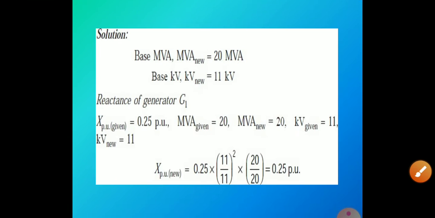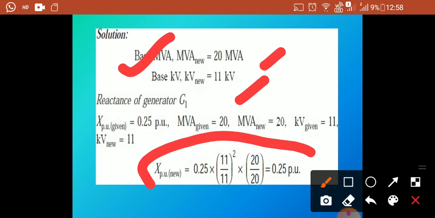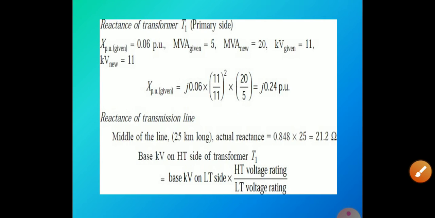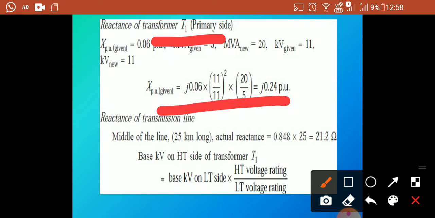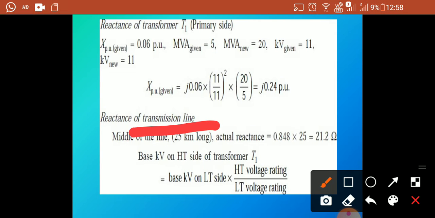Okay, so for the solution we have to write the base values, that is the power value and voltage value given in the question. Then we have to find the reactance for the generator by using the per unit formula. Then the reactance of transformer T1 is also calculated by using the per unit formula. Then the reactance of the transmission line is also calculated with the help of per unit, that is, the actual reactance is given and the calculated T1 value is also given in the question. So together we multiply it and we get the reactance of the transmission line.